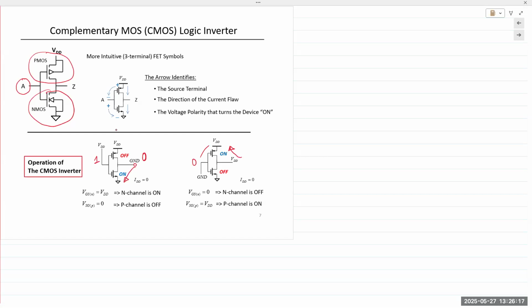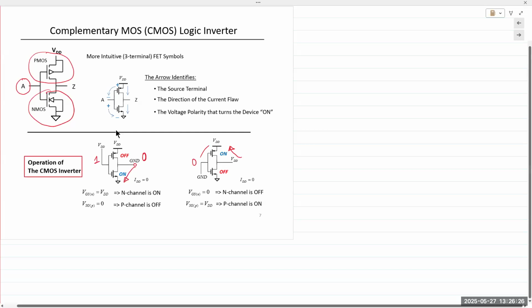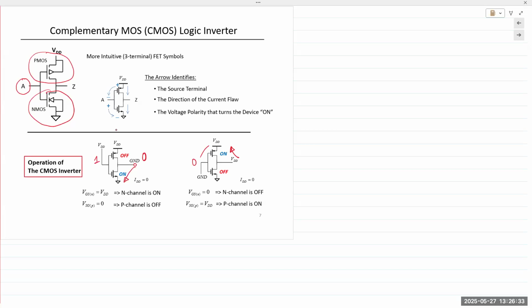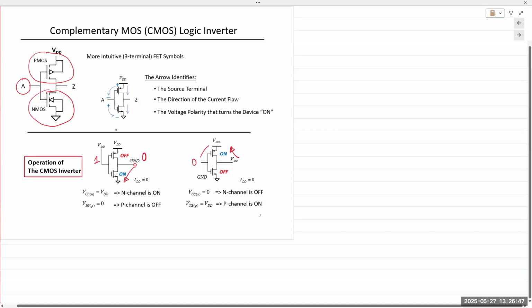Remember, we are only operating this in the saturation and cutoff mode. You're not using the linear or the triode region. In the linear or the triode region, you would try to use it as an amplifier. So thus was created the logic inverter using CMOS technology.